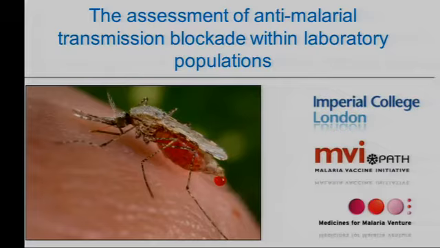So very briefly, I'm going to talk about some of the work we've been doing on the assessment of antimalarial transmission blockade within laboratory populations of both mosquitoes and vertebrates, and hopefully this talk will dovetail quite nicely with the work Tim was just talking about, assessment in the field. I'm going to talk a little bit about assessment in the lab, some of the advantages of this approach, and some of the areas where we've got to have caution when putting lab findings into the field.